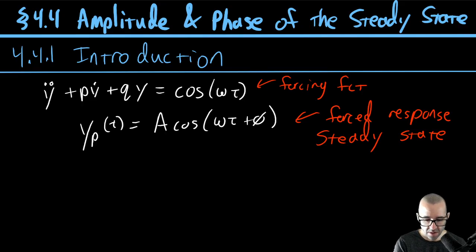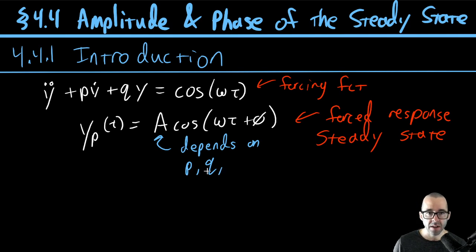And this amplitude right here is going to depend on P. It's going to depend on Q, so it's going to depend on the damping. It's going to depend on the spring constant, and it's also going to depend on the forcing frequency. All of those are going to matter, right? If we have low damping and a forcing frequency close to the natural frequency, we learned in the last section that we are going to have a high amplitude. We'll come up with a formula and we'll be able to see that in action.